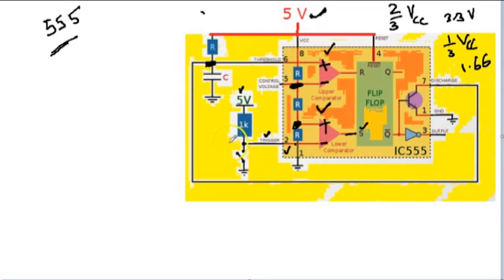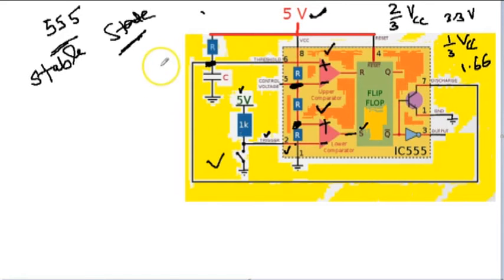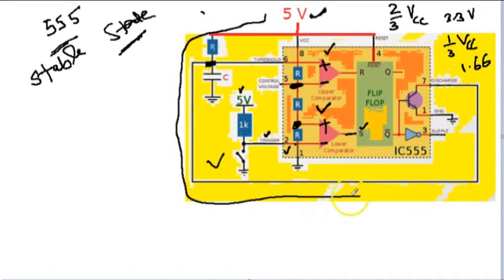Okay, now I am coming to the stable state. I am going to explain the stable state. For the stable state, this switch is open. Switch is open, 5 volt, 1.66, meaning low. S low means Q complement high. Q complement high means the base of this transistor is high. Transistor on. If the transistor is on, then from this supply the current will start flowing like this.